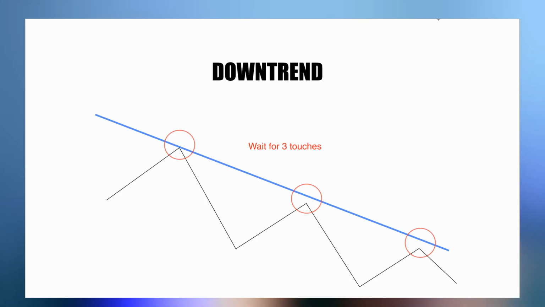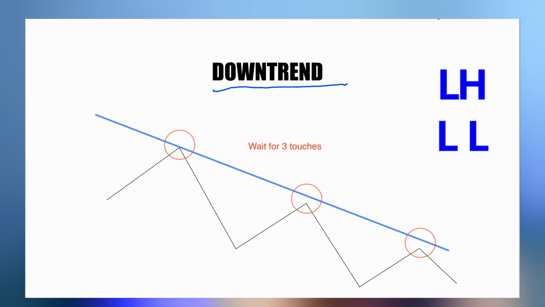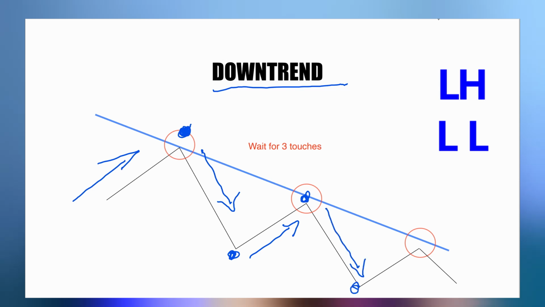Let's have a look at downtrend first. Downtrend is the same, but on the way down. In order for a downtrend to be confirmed, we need to have lower highs and lower lows. Price came from here, and then it stopped going up, and then started to go down, and stopped here, started to go up, stopped here, started to go down, stopped here, started to go up, stopped here, and started to go down.